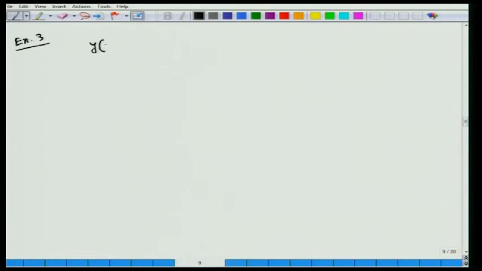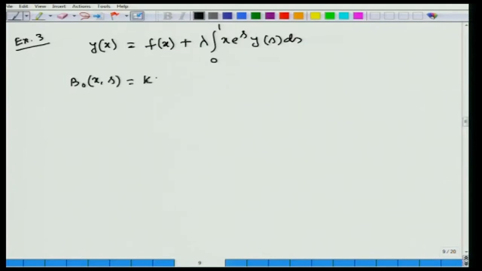The problem is y x is equal to f x plus lambda integral 0 to 1 x e to the power s y s d s. This is the given problem. Clearly, b 0 x comma s is equal to kernel of the given problem k x comma s. So, this is equal to x e to the power s. So, this is our kernel, and c 0 by definition, this is equal to 1.